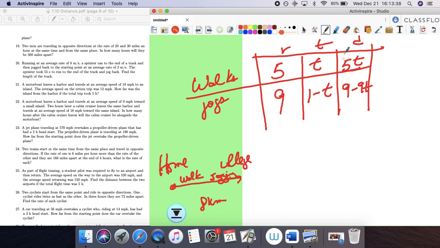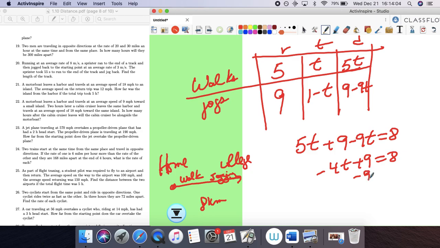So what do I know about the distance that he walks combined with the distance that he jogs? Well, the distance that he walks plus the distance that he jogs equals 8 kilometers. Combine like terms, we get negative 4t plus 9 equals 8. We're going to do minus 9, get rid of the constant. Negative 4t is negative 1. We're going to divide both sides by negative 4, and t is 1/4 of an hour.